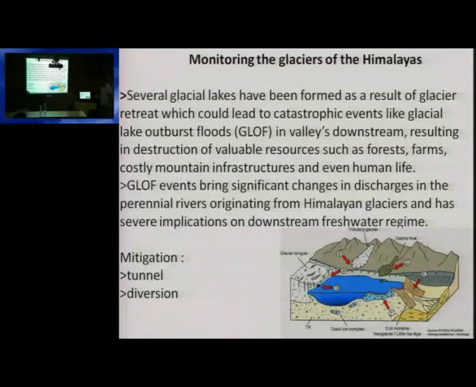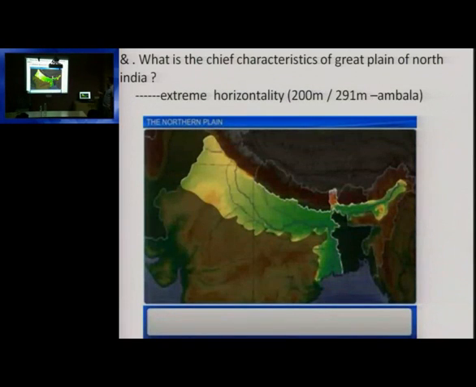The second is diversion of these to other resources, for irrigation purpose, for any other. Okay. What is the chief characteristics of Great Plain of North India?